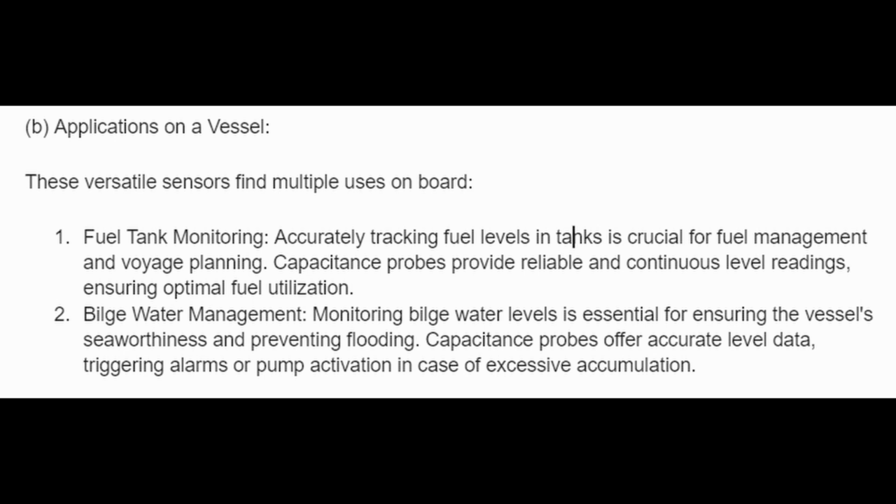2. Bilge water management. Monitoring bilge water levels is essential for ensuring the vessel's seaworthiness and preventing flooding. Capacitance probes offer accurate level data, triggering alarms or pump activation in case of excessive accumulation.